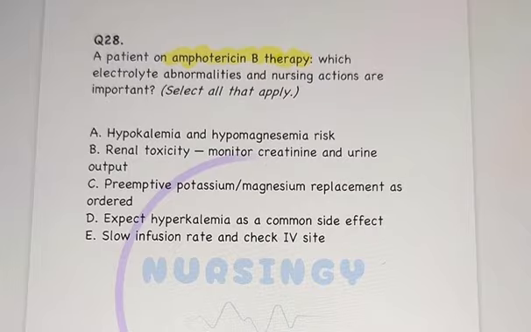It will straight away cause damage to the renal tubule, and everything will start leaking. Hypokalemia, hypomagnesemia risk. So now we know it is an antifungal that causes severe toxicity to the renal tubules. Now the renal tubules are damaged. Are we going to see hypokalemia, hypomagnesemia risk?